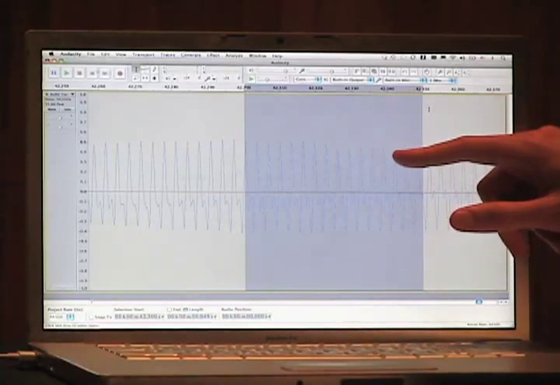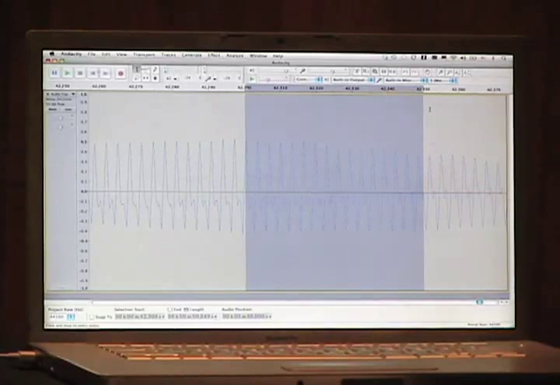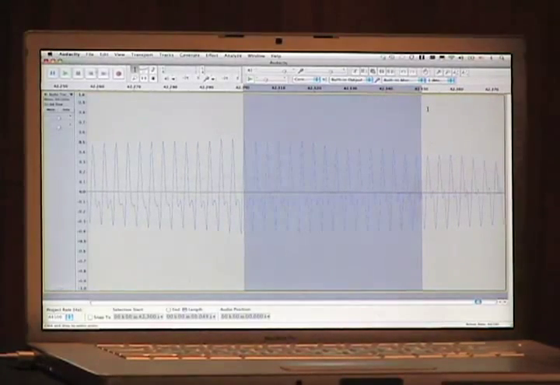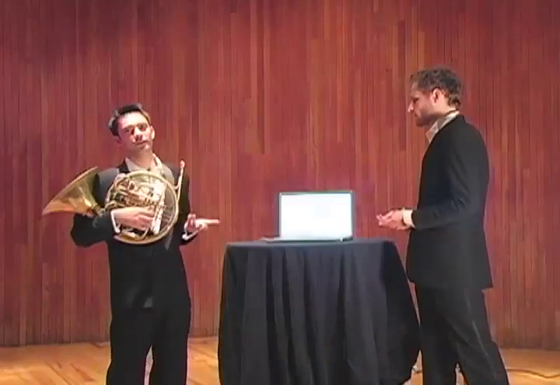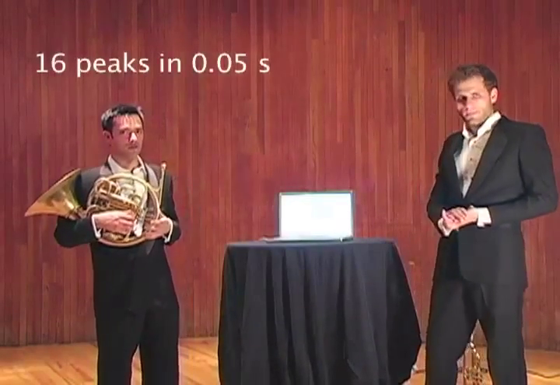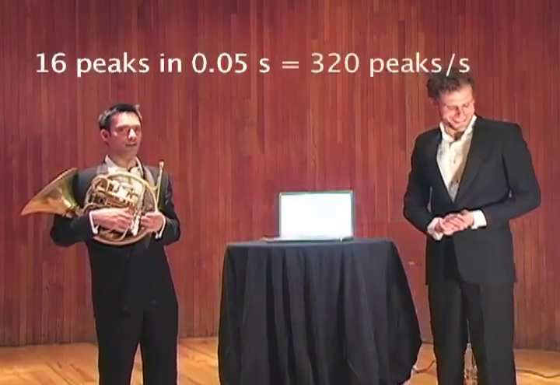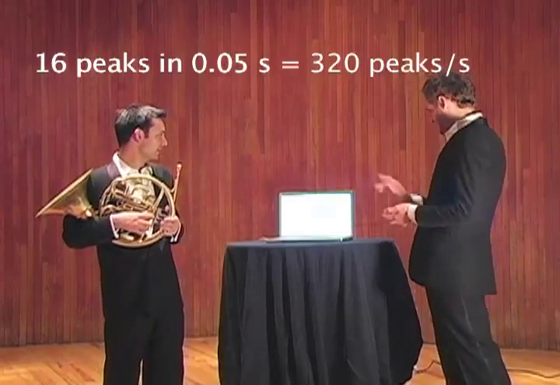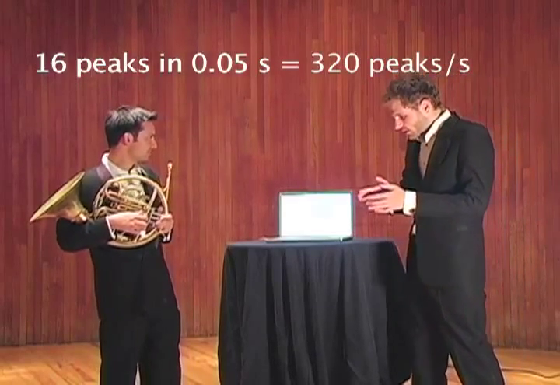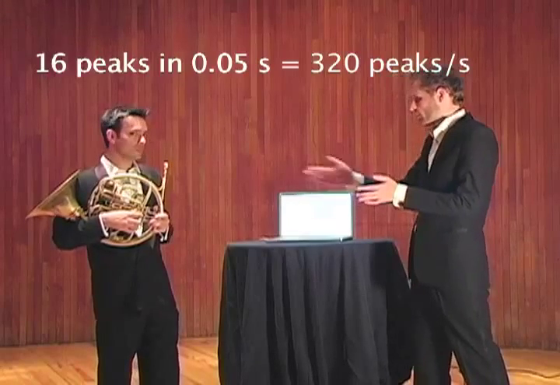11, 12, 13, 14, 15, 16 and a little bit, peaks in 0.05 seconds. So let's just call it 16 to make the math easier. Okay, so that's 320 times a second. Thanks for doing the math. 320 times a second, the air is going really big and small again, moving back and forth.